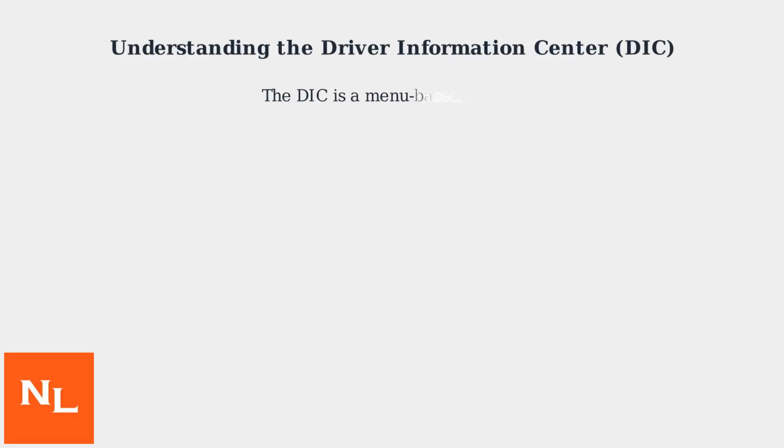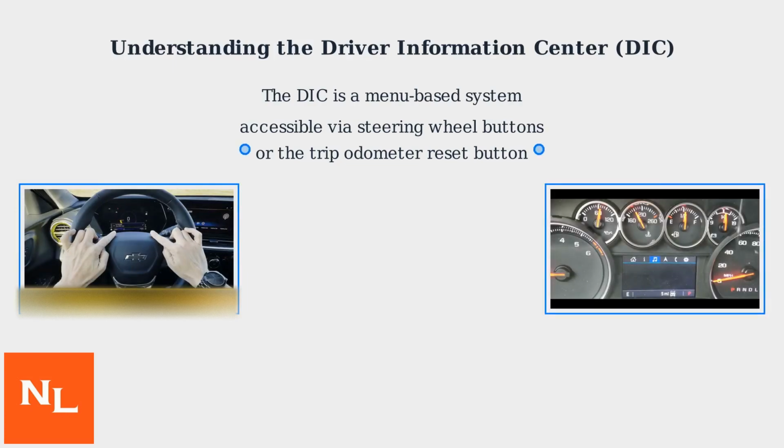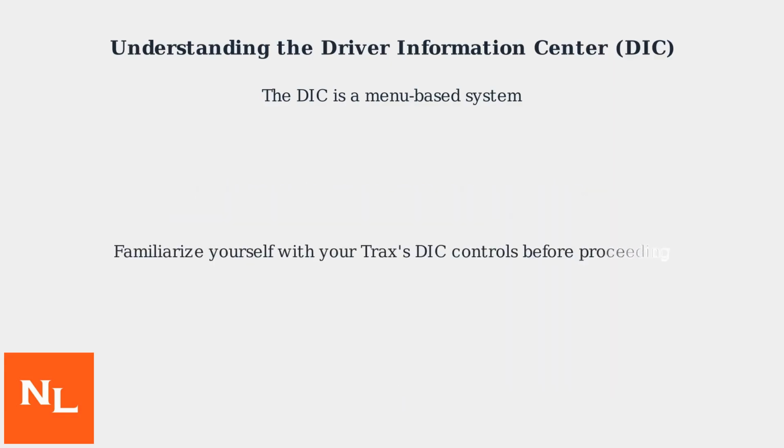The Driver Information Center, or DIC, is a menu-based system that controls your vehicle's digital displays. You can access the DIC using buttons on the steering wheel or the trip odometer reset button on the instrument cluster. The DIC lets you customize displays for speed, temperature, and fuel efficiency units. Make sure you're familiar with your Trax's DIC controls before making changes.